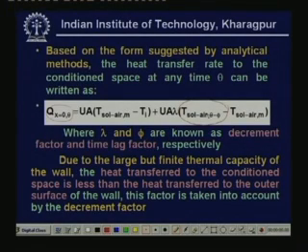And now coming to the decrement factor. What is the decrement factor? Due to the large but finite thermal capacity of the wall, the heat transferred to the conditioned space is less than the heat transfer to the outer surface of the wall. As I have already explained, because of the thermal capacity of the wall, Q in is not equal to Q out, and it may so happen that Q in is much larger than Q out. So this introduces a factor called the decrement factor.